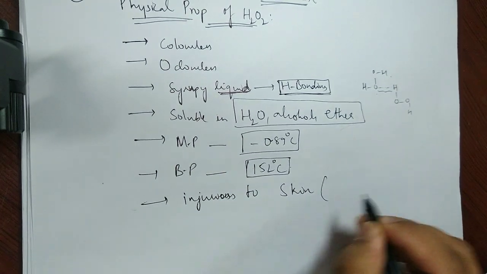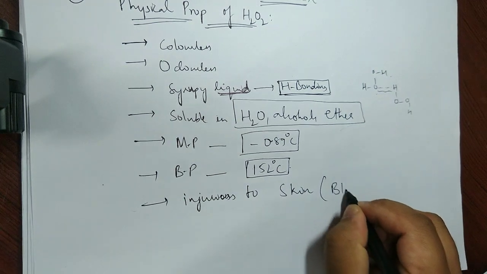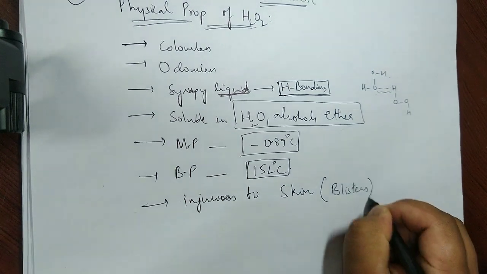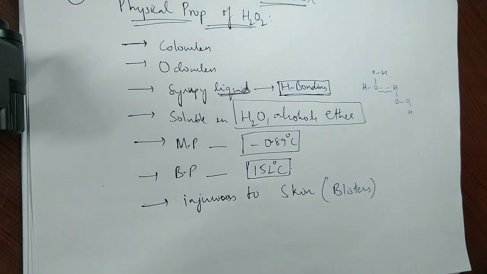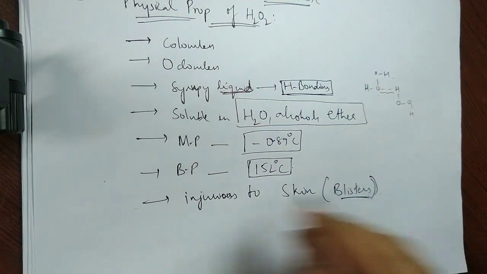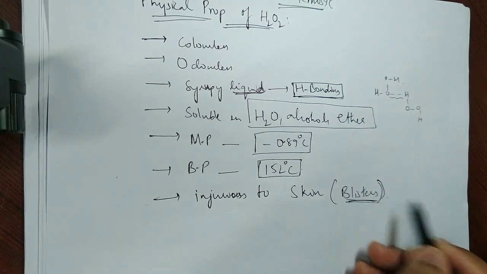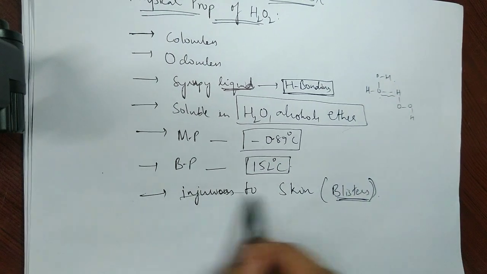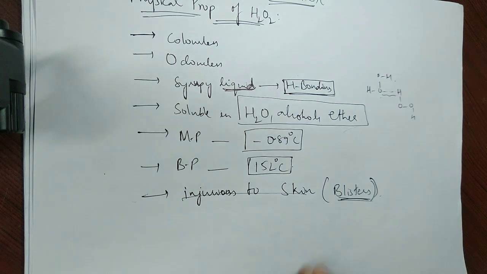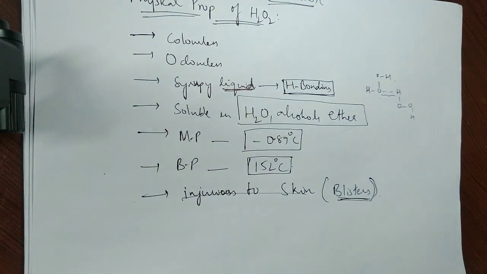What happens is it creates blisters. Like when you have too much toothpaste and brush your teeth, or which causes blisters in your mouth. In the same way, if hydrogen peroxide falls on the skin, it will form blisters. So it is injurious to skin. Only dilute H2O2 is used as an antiseptic and disinfectant. So these are the very common physical properties.